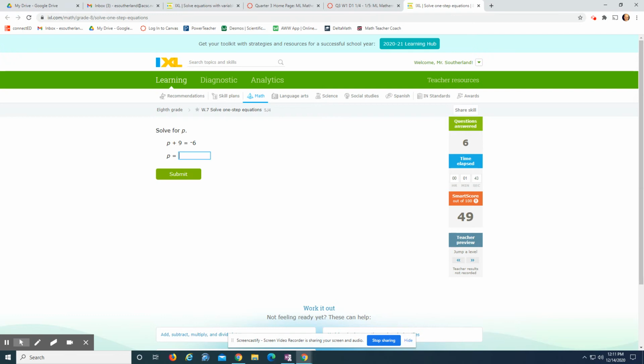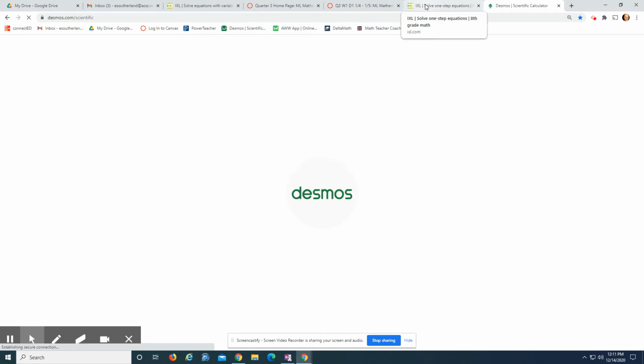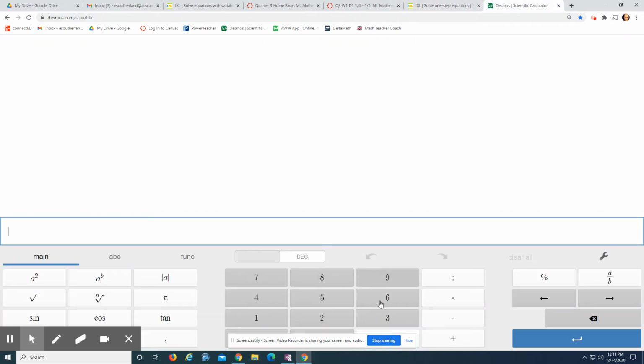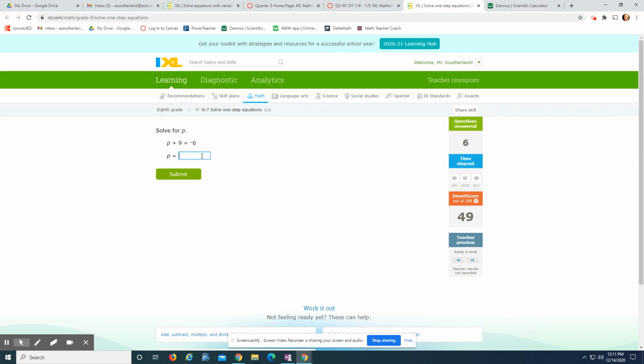Same thing here. I'm going to minus 9 on both sides. If you're not very good at negatives and stuff, one thing you could do is you could start with negative 6 minus 9. And you'll see that gives you negative 15. And then you'll just type in negative 15. Again, I'm just doing the opposite of plus 9.